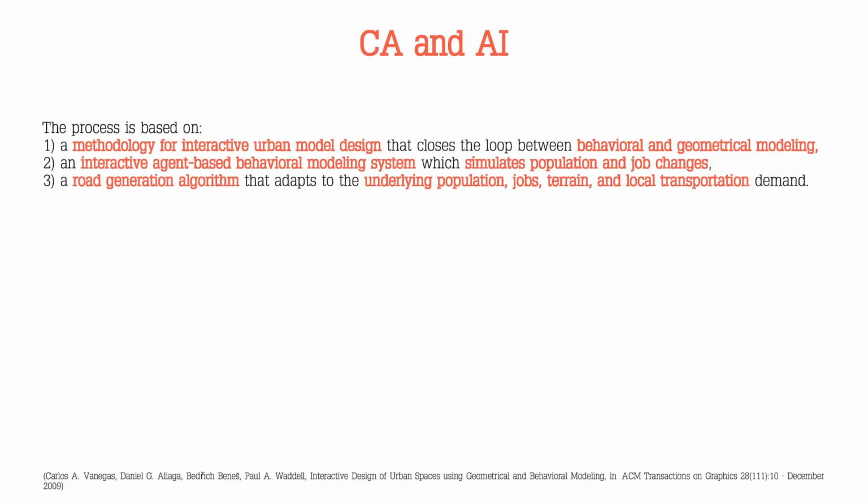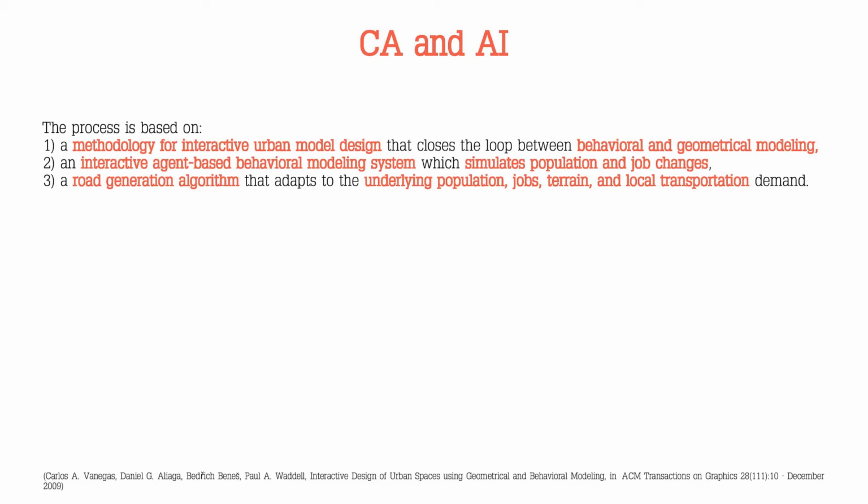The process that they propose is based on three main elements. Number one, a methodology for interactive urban model design that closes the loop between behavioral and geometrical model. We already discussed. In this case, we have two different key elements. One is the geometrical model of the city, the physical space, the typology, the morphology. Another one is the model of behavior, how the people use. So this process that they propose to the scientific community is a method to close together, to put together, to overlap behavior and geometrical modeling.